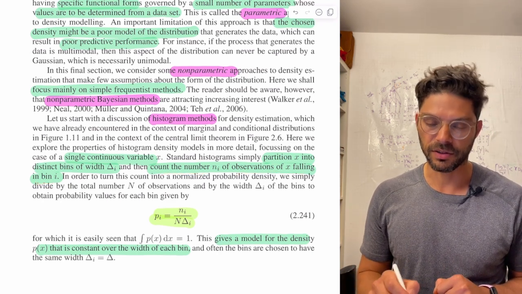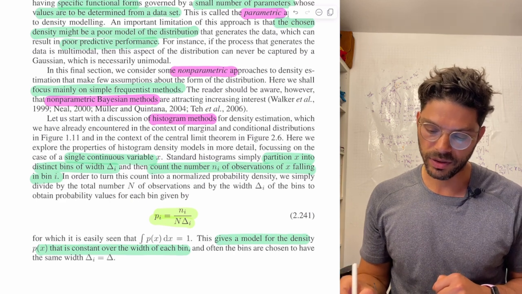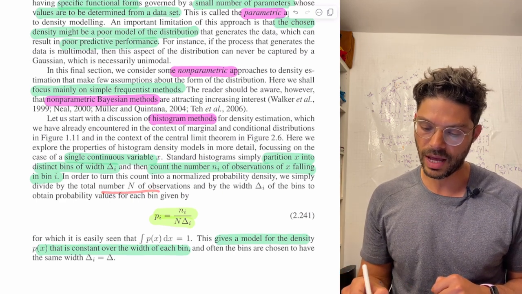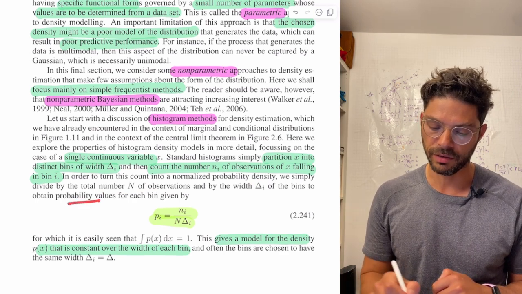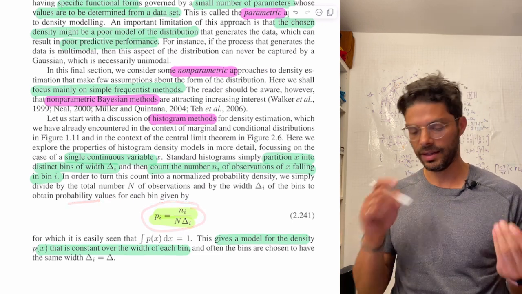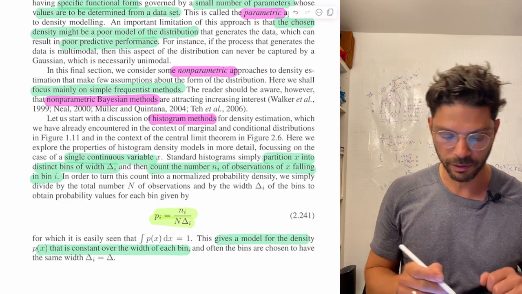Okay, so now he says, now how are we going to turn this into a probability? So how are we going to get the heights of those bins? Well, we simply divide by the total number of observations and by the width delta I of the bins to obtain probability values for each bin. Okay, so here's the expression for it. Now, it took me a second to understand where that expression comes from.